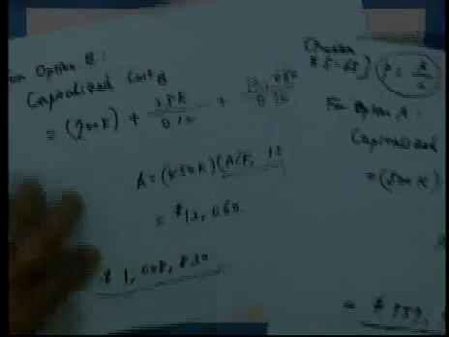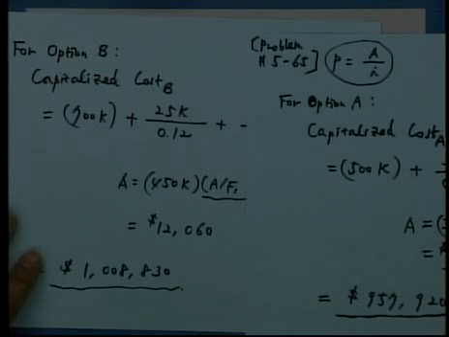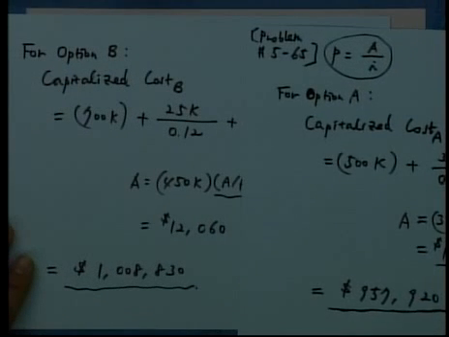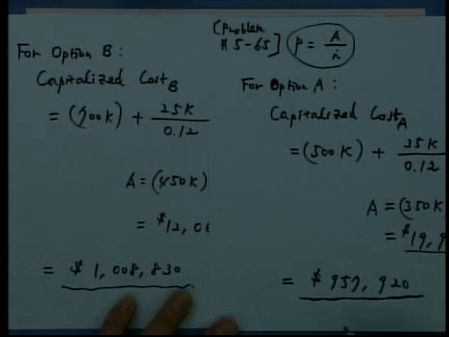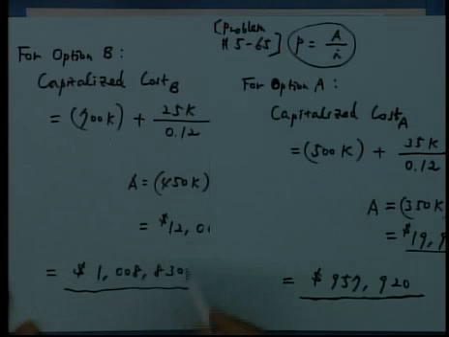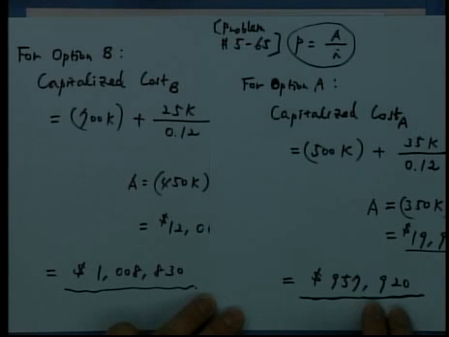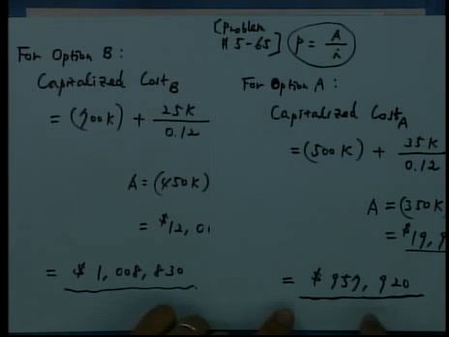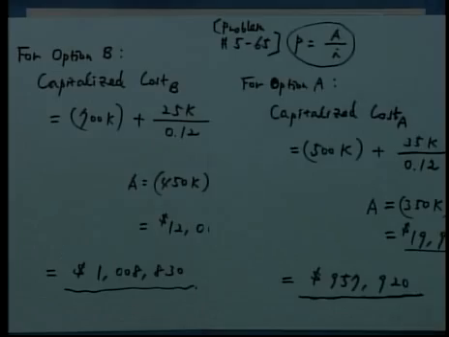So by comparing these two numbers, this is the capitalized cost from option A, and this is the capitalized cost from option B. So which option do you need to select? Option A is preferable, because it provides the smaller capitalized cost. So I would choose option A in this case.